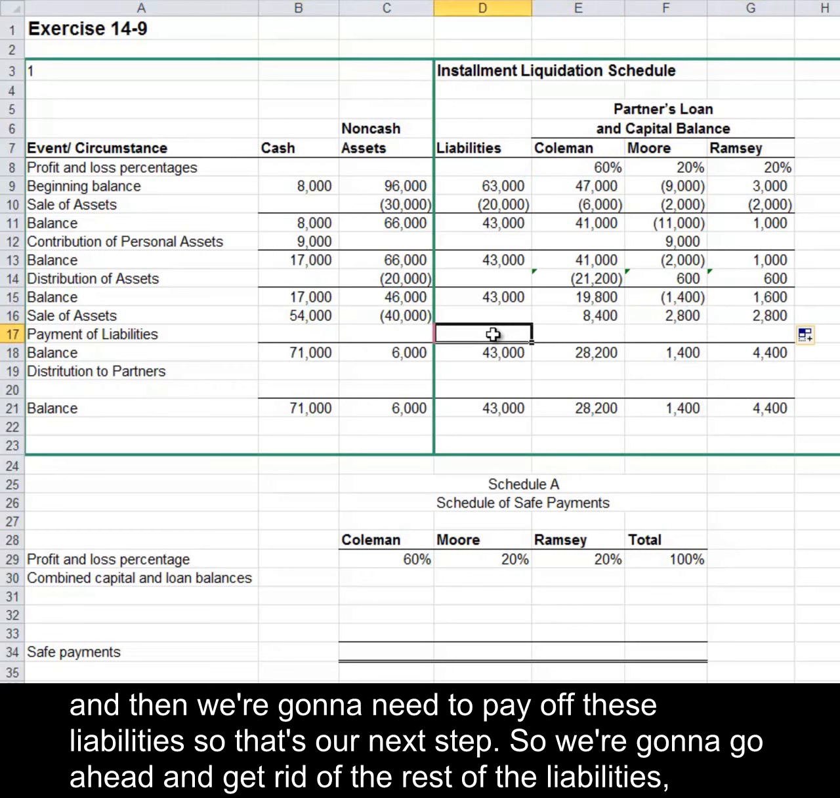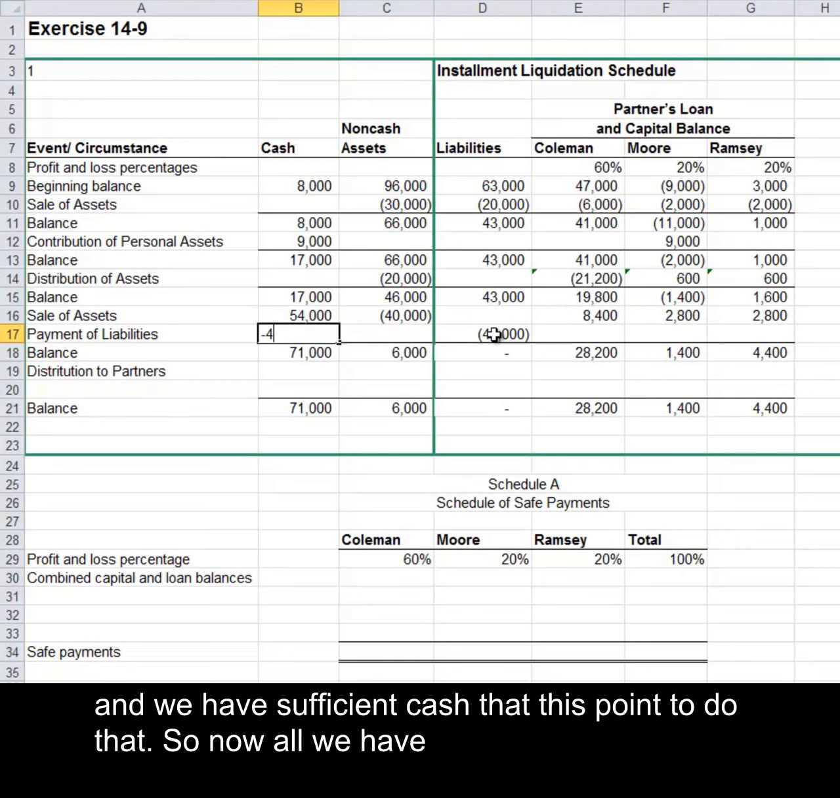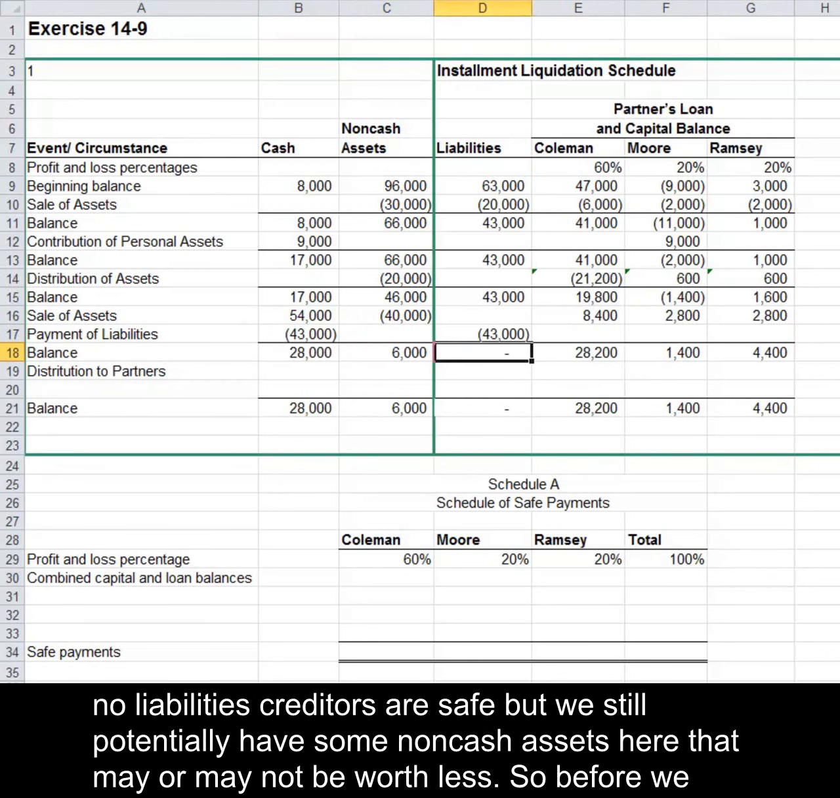And then we're going to need to pay off these liabilities. So that's our next step. So we're going to go ahead and get rid of the rest of the liabilities, and we have sufficient cash at this point to do that. So now we have no liabilities, creditors are safe, but we still potentially have some non-cash assets here that may or may not be worthless.